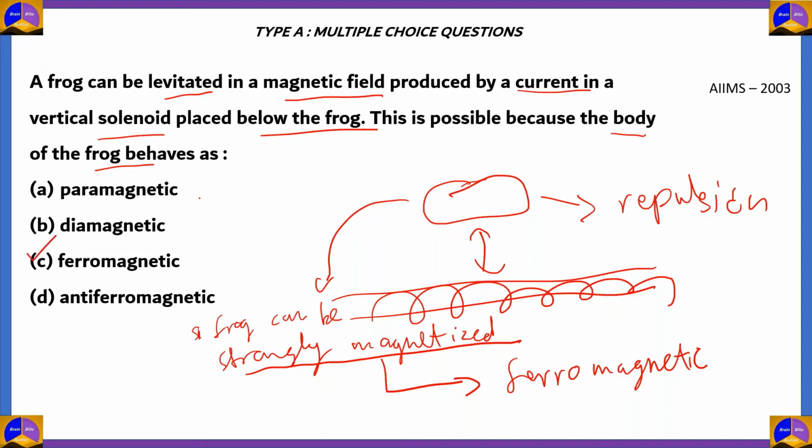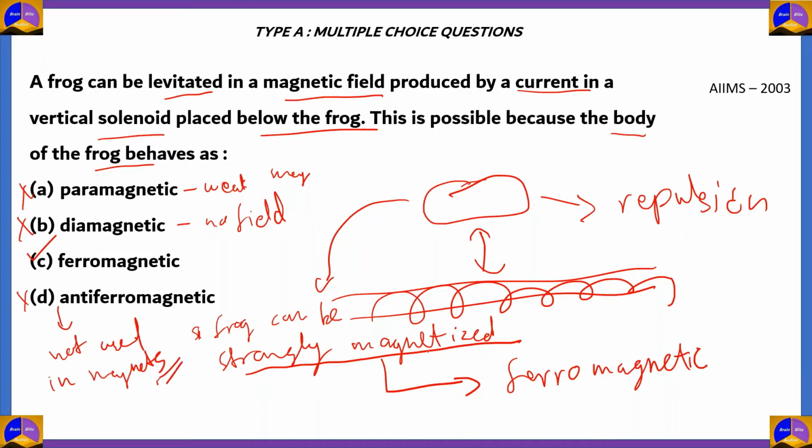If the frog's body is paramagnetic, then you can only have weak magnetization. If the frog's body is diamagnetic, again, it's impossible because diamagnetic substances do not let the magnetic field lines pass through them, so no field. And antiferromagnetic substances are not used in making magnets. So the strongly magnetizing property is for ferromagnetic substances.